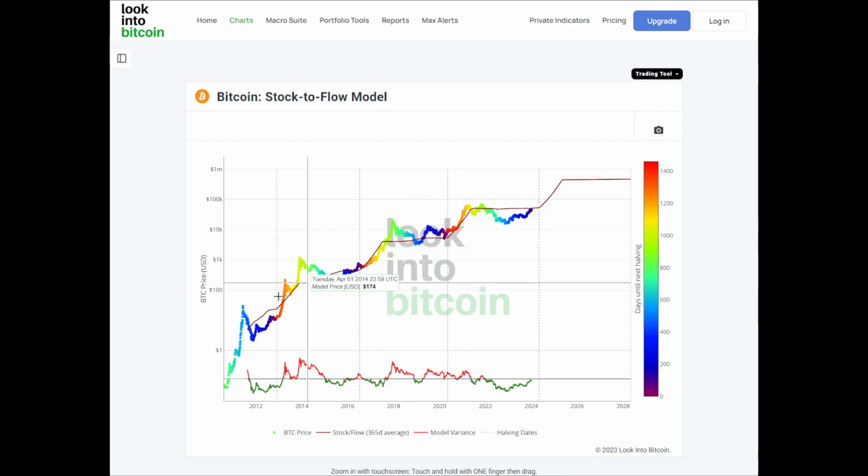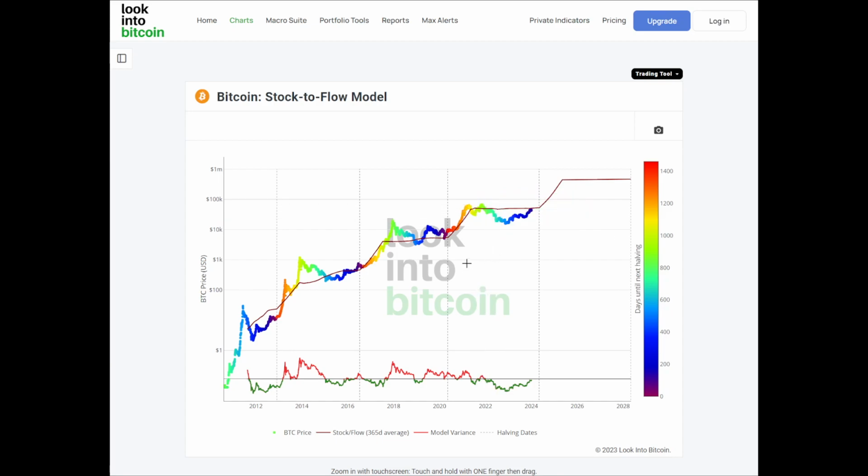And we didn't get these fantastic parabolics that we got in these previous bull runs because we really just didn't have a price action below what the median price action should be. And so now it all really makes sense to me that we got just this little pocket that went above the stock to flow, and I think we got a little teeny tiny pocket right here.